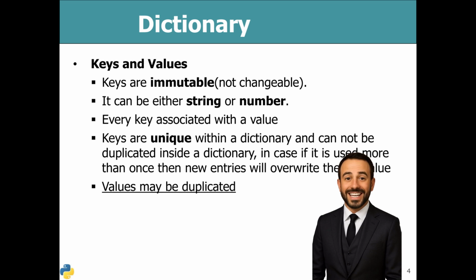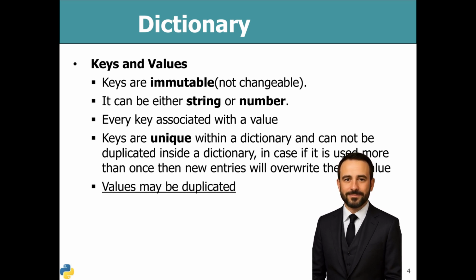However, values in a dictionary exhibit greater flexibility compared to keys. Unlike keys, values may be duplicated across different keys. This means multiple keys can point to the same value, which is perfectly acceptable and often useful in various data structures. This distinction between the uniqueness of keys and the potential for duplication in values is a key aspect of dictionary design.